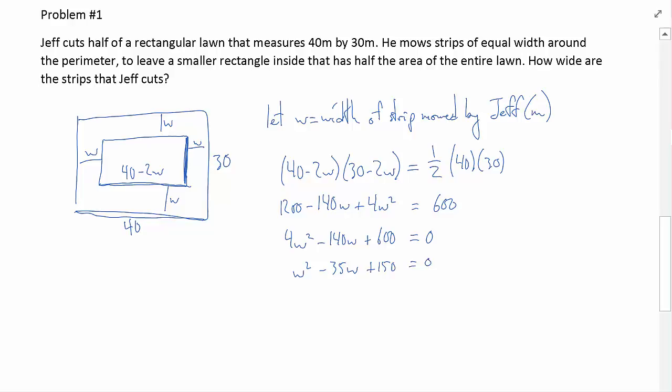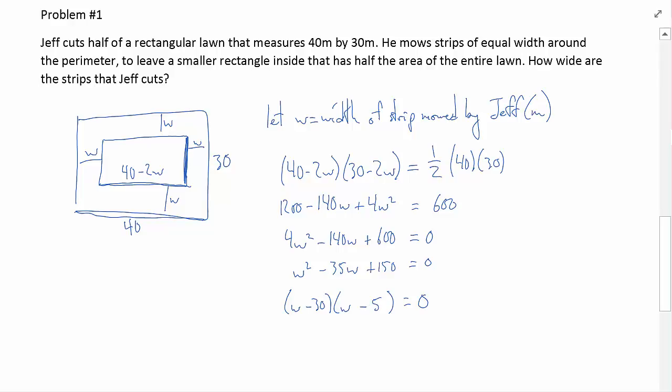So now that I've got this equation simplified, what method do I want to use to solve it? Well, my preference is that if I can factor, I want to do so. I think I can factor this. Two numbers that multiply to 150 but add up to negative 35. I think this is going to go as (w minus 30)(w minus 5) equals 0.